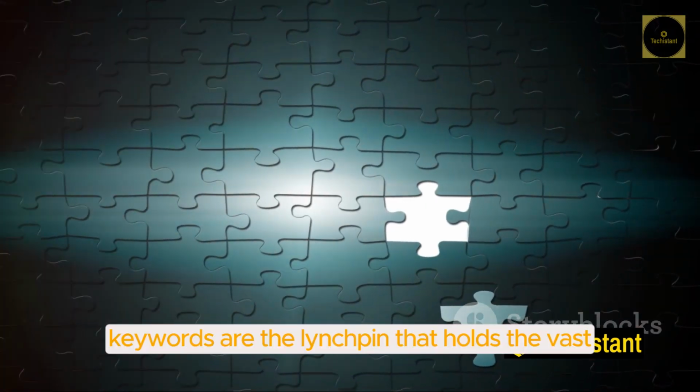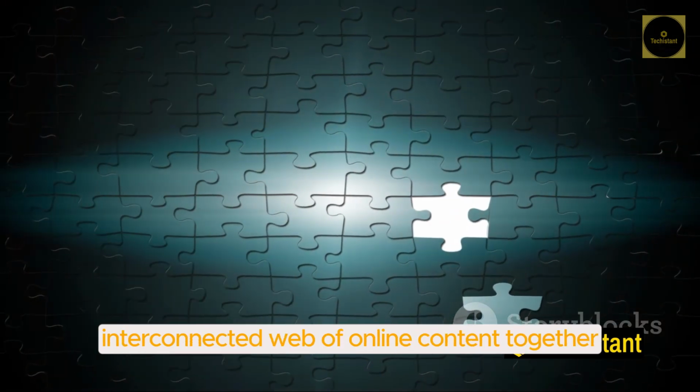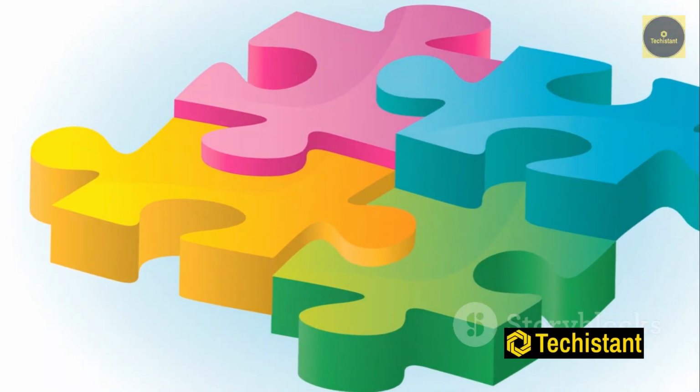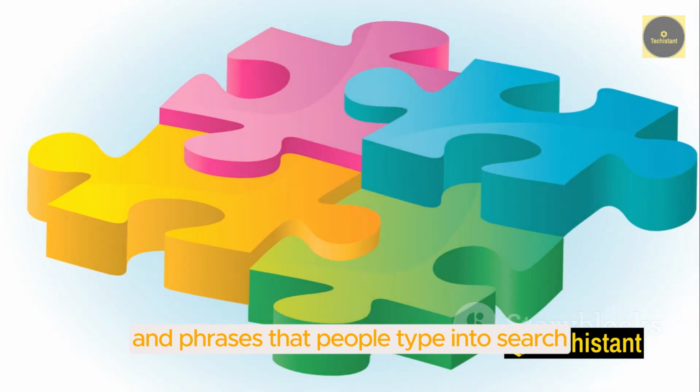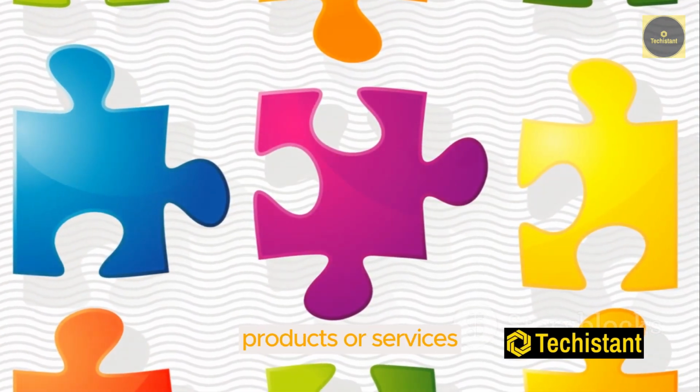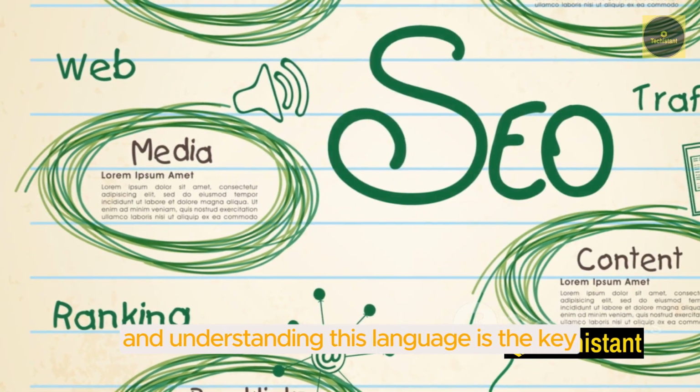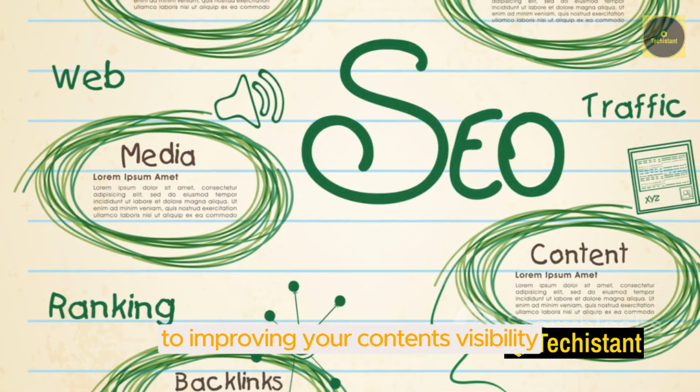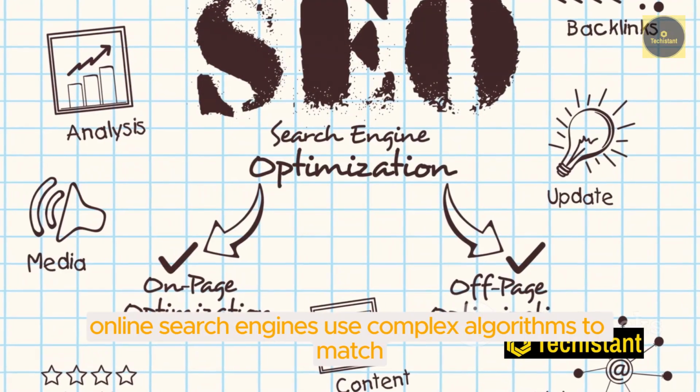Keywords are the linchpin that holds the vast interconnected web of online content together. They are the terms and phrases that people type into search engines when they're looking for information, products, or services. They are the language of search, and understanding this language is the key to improving your content's visibility online.